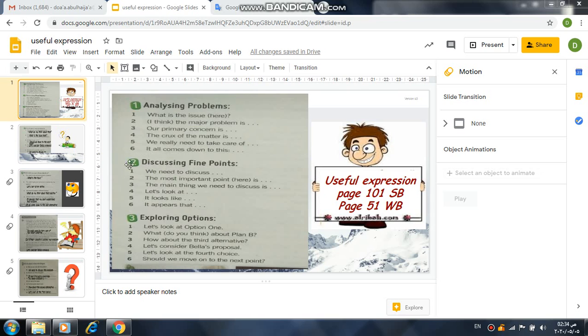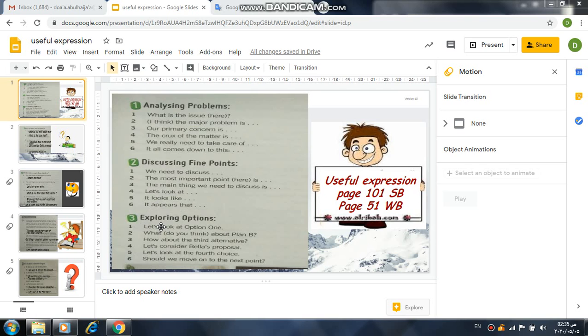Now, number 2, discussing points. If I wanted to discuss points, we use: Number 1, we need to discuss. Number 2, the most important point here is. Number 3, the main things we need to discuss is. Number 4, let's look at. Number 5, it looks like, it appears that.